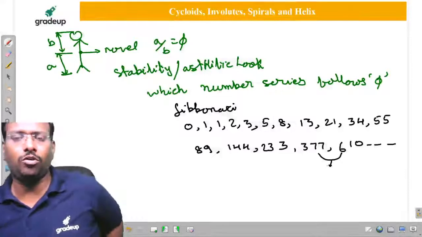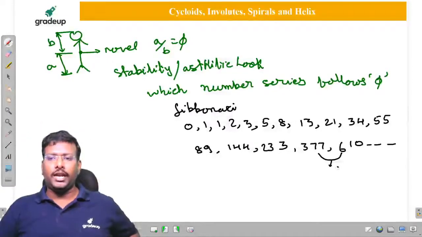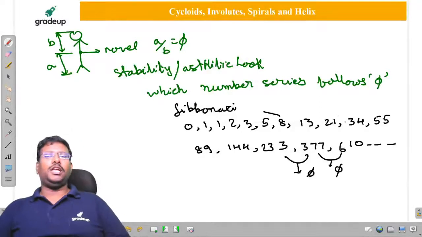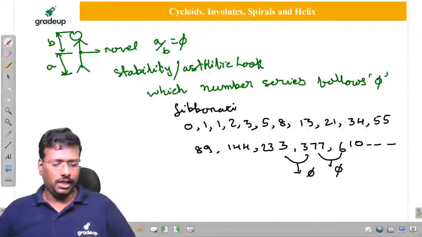After this, you try to do the calculation. So the Fibonacci series is following the golden ratio, except the first few. Up to beyond this, don't consider. From 13 onwards, it is going to follow the golden ratio. Is it clear to all of you?